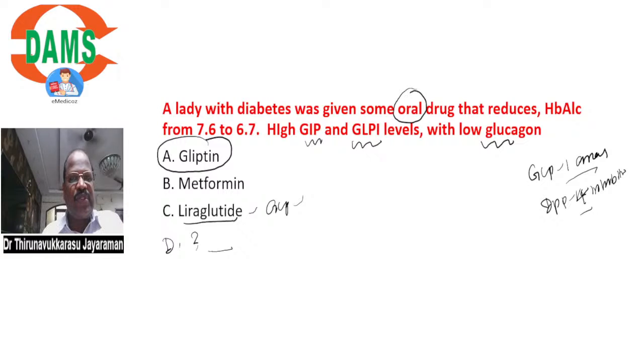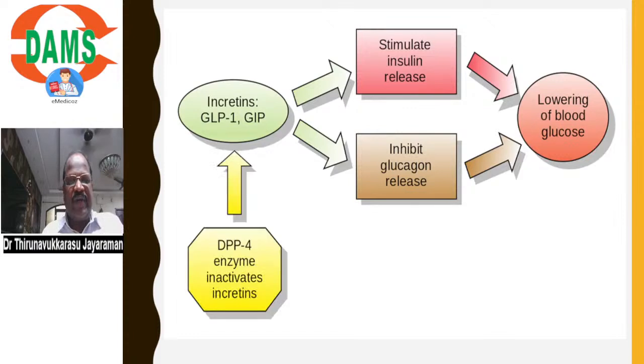Anyway, the answer for this question is a DPP-4 inhibitor like the gliptins. So this is what we take in the class.